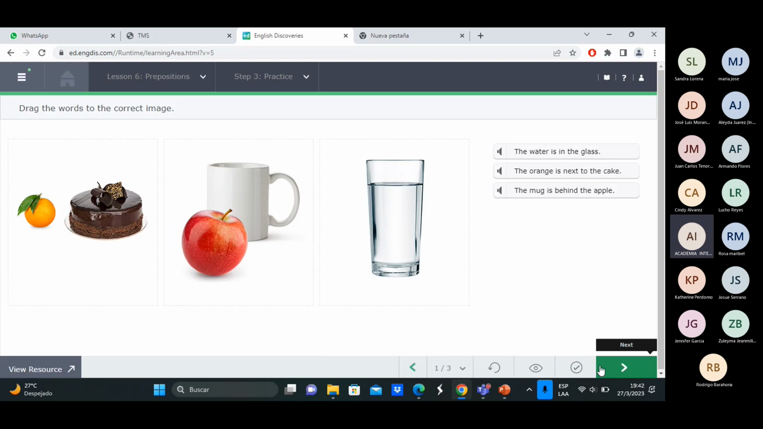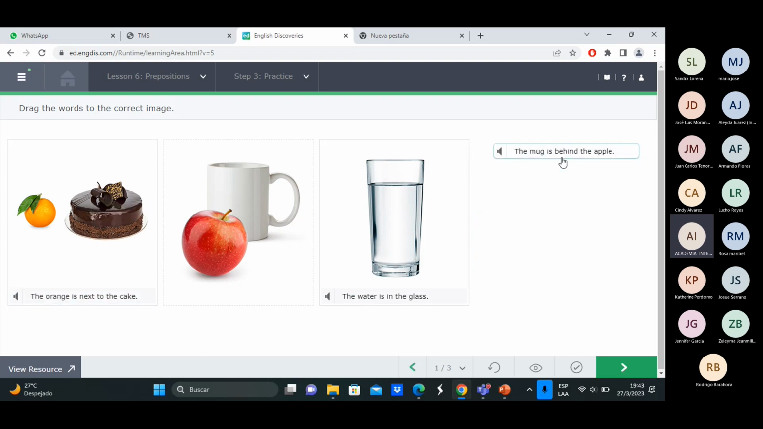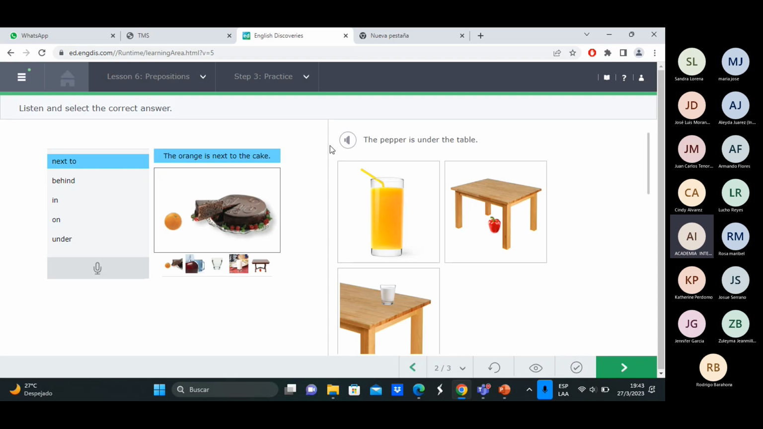So now if we make these examples, this exercise right now, we are going to fill these examples pretty easily. Si comparamos lo que acabamos de hacer, siento que tenían un poquito más de dificultad, pero podrían confundir. Now, for example, the water is in the glass. Obviamente, in, ¿verdad? The orange is next to the cake. Next to. And the mug is behind the apple. That's everything. And then listen and select the correct answer.